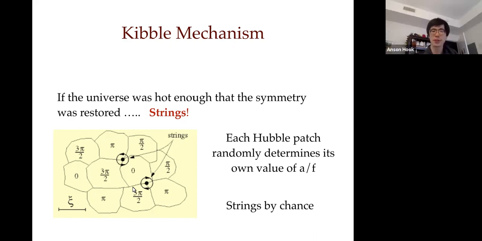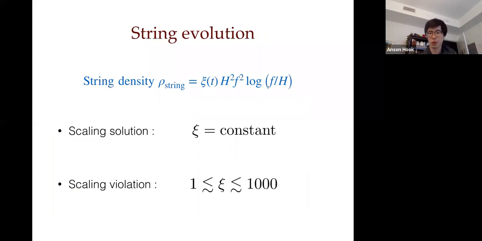Okay, so what happens once you generate strings? For example, first and second order phase transitions give you very different string abundances. Luckily, it turns out there's something called a scaling solution that people have found numerically, which is that there is a fixed number of strings per Hubble patch. So let's say C is some value between 1 and 1,000. Let's say it's 10.